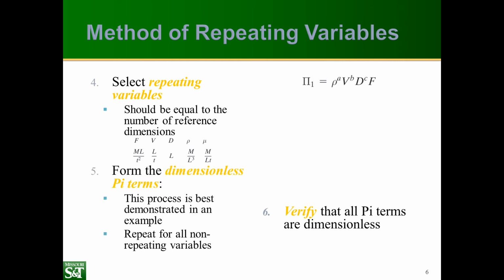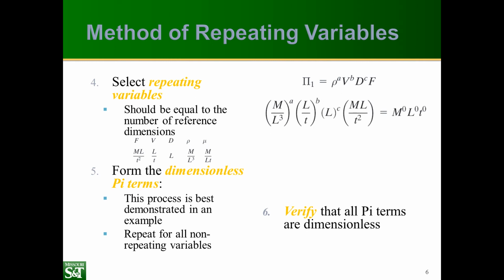So the next step is to form our dimensionless pi terms. The way we do this is we set up an equation. We set up that pi 1, the first pi term, is equal to density to some power times velocity to some power times diameter to some power times our force. And we want this to be dimensionless, right?